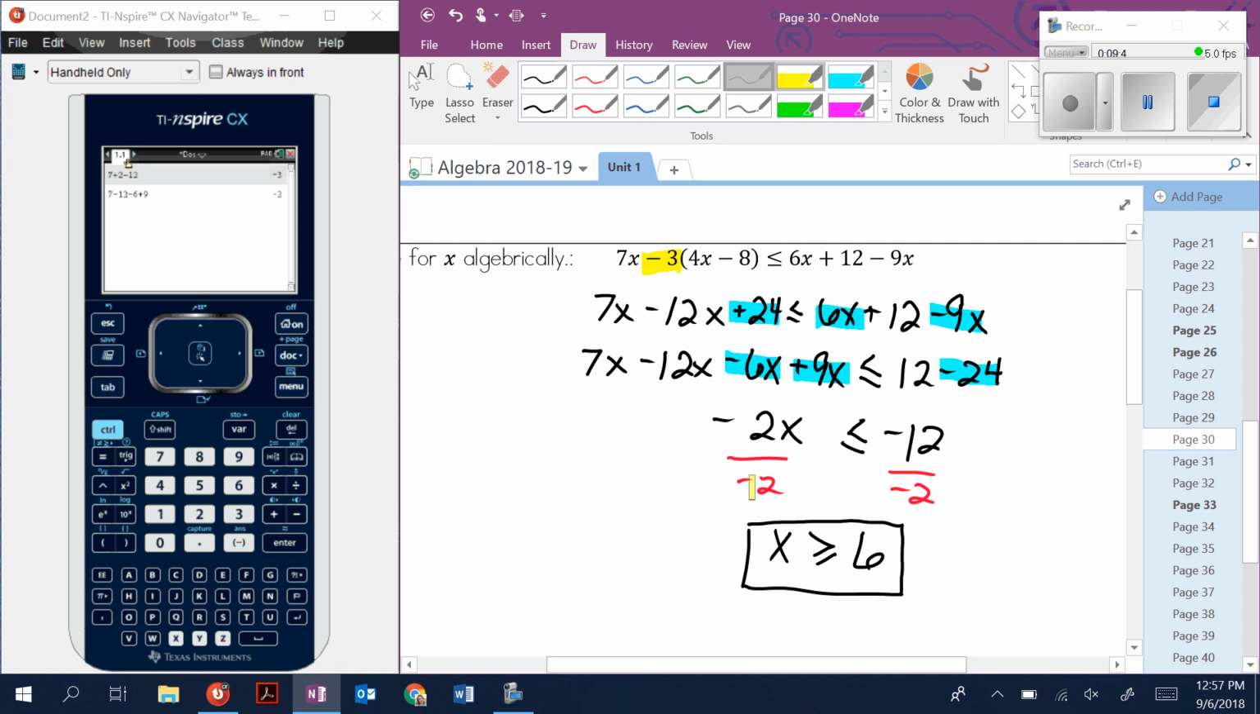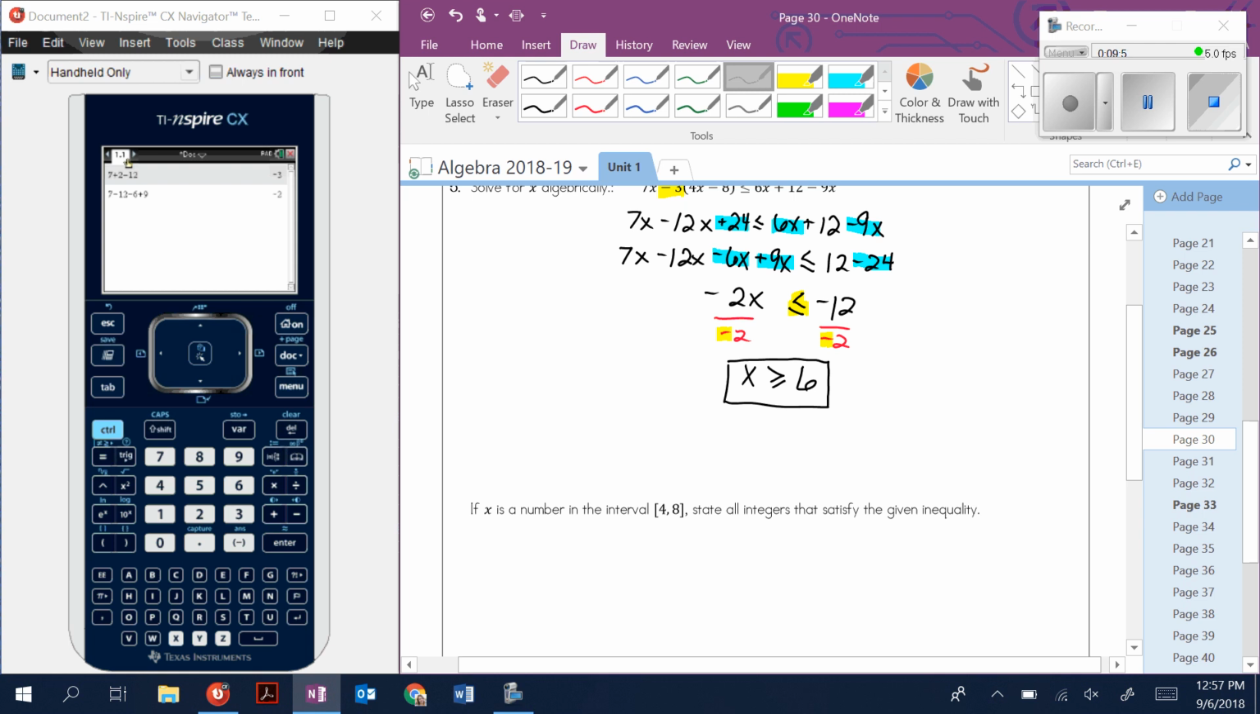Why did I swap that inequality sign again? We had a lot of that going on today, didn't we? We divided both sides by a negative. It doesn't always happen that way. It just happened that way in quite a few of these questions.